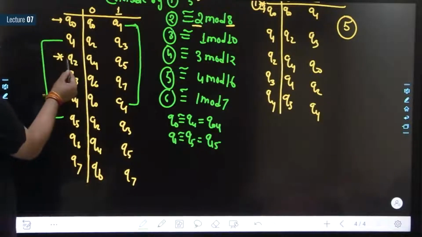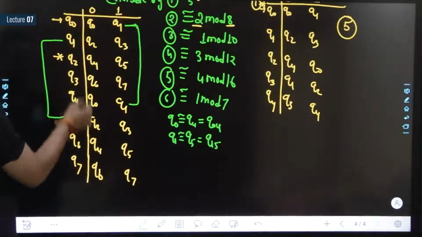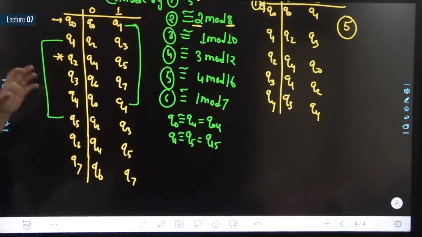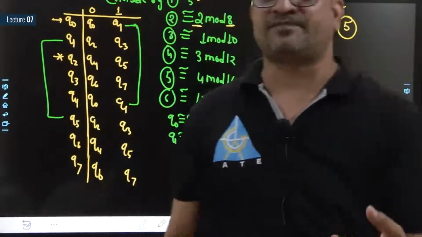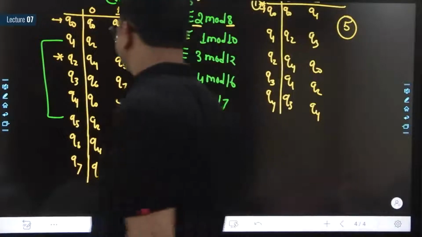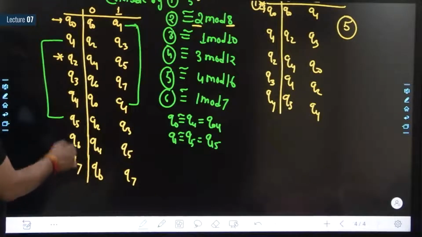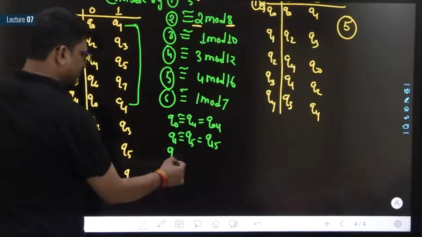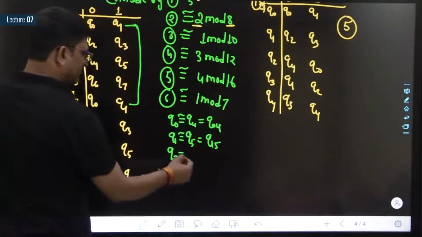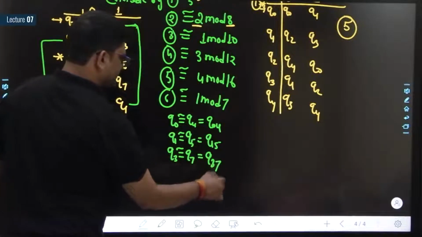This is the final state and this one is non-final state. We cannot merge these two states. This is known as minimization of DFA, and there is a separate table, a separate topic for minimization of DFA. And Q3 and Q7 are same. Q3 is equivalent to Q7, known as Q37.